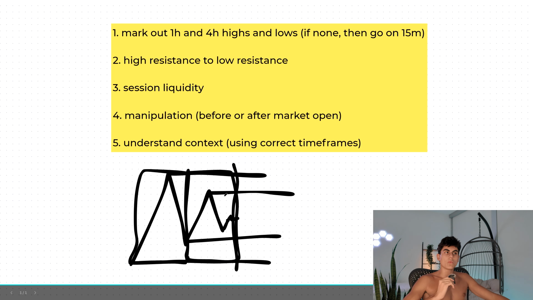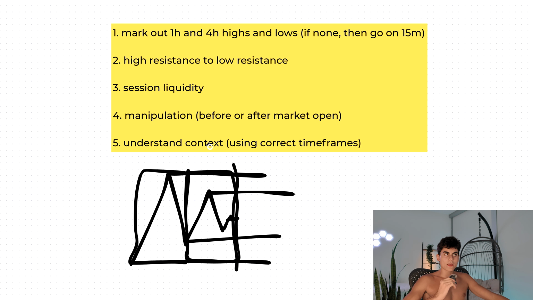So usually what you want to wait for, and it's also the next thing on this list, is manipulation. But you use manipulation with the session liquidities combined. So in this case, you'd want to wait for price to manipulate towards a session liquidity, right? Because these are a strong drawn liquidity, and then for it to go towards the opposite session liquidities.